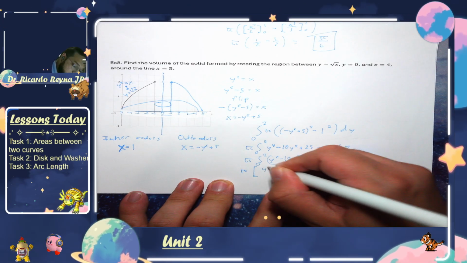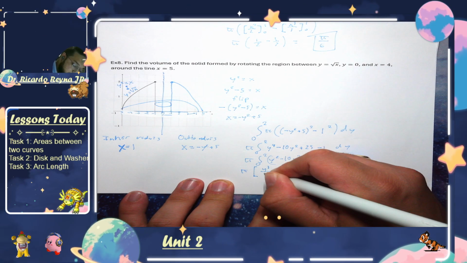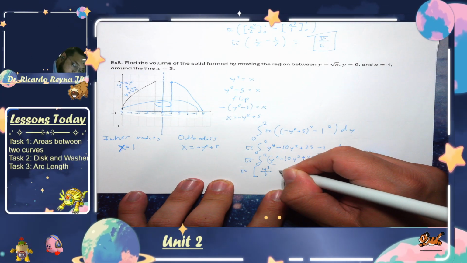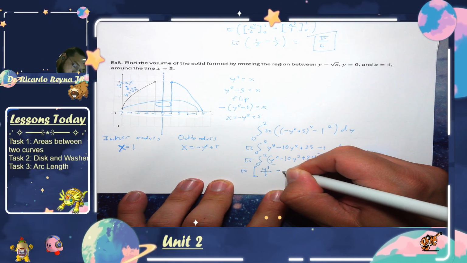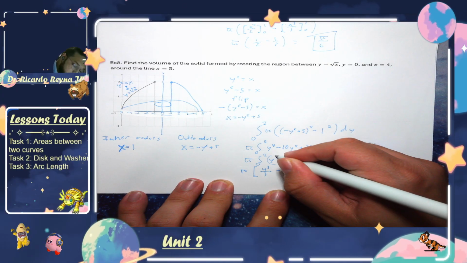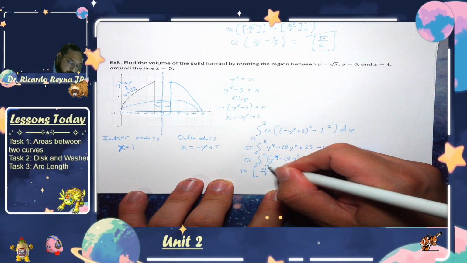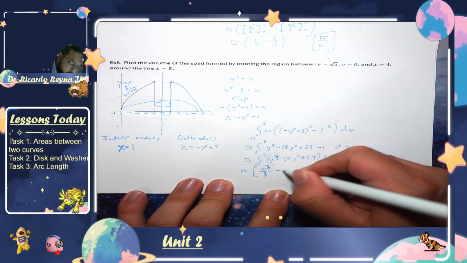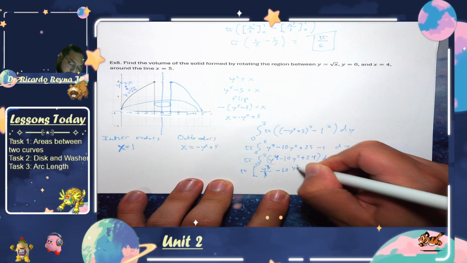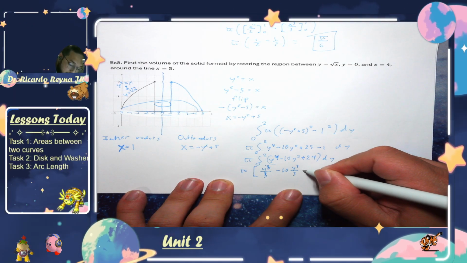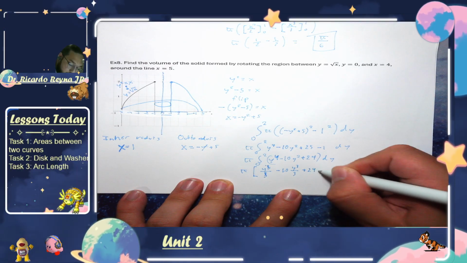So we have y to the power of 3 over 3, minus, oh wait, that's a 4. Force of habit when I do a quadratic, so that's going to be y to the power of 5 over 5, minus 10 of y to the power of 3 over 3, and then plus 24y.